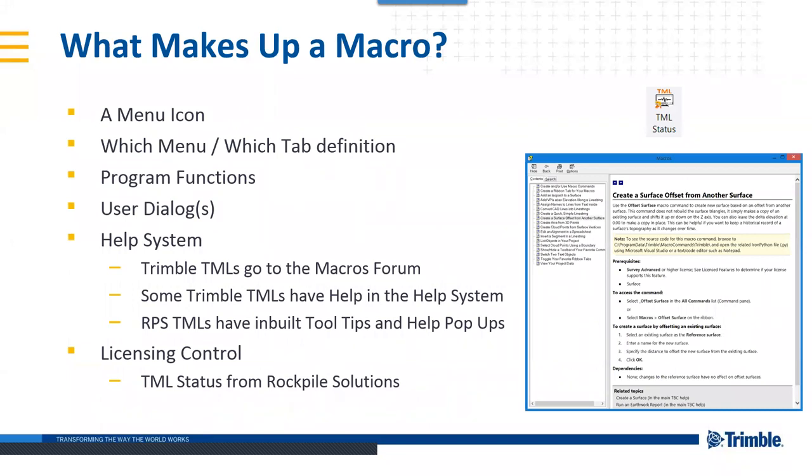So what makes up a macro? I mentioned it earlier. So every macro has its own menu icon. The command dictates which menu it goes on, which tab it goes into. It also has all the program functions, the things that you want to be able to do and what you want to calculate. It has the user dialogues, which you interact with. It has a help system, which can go to, for example, the Trimble's Macro Forum.